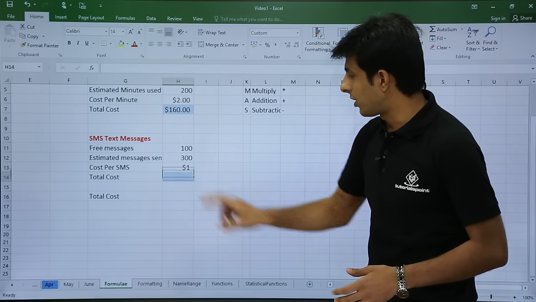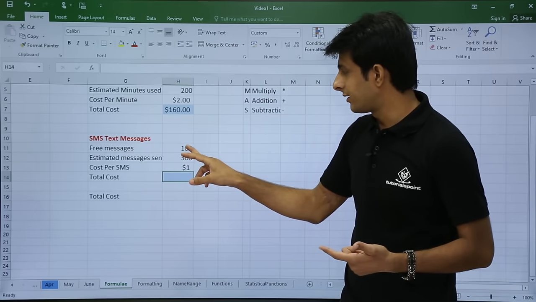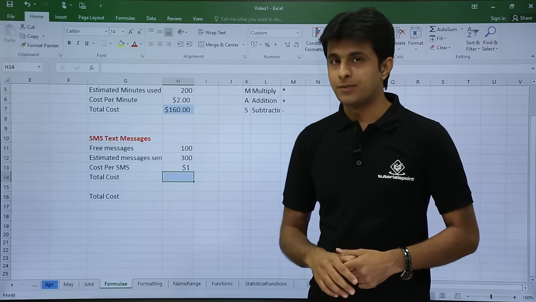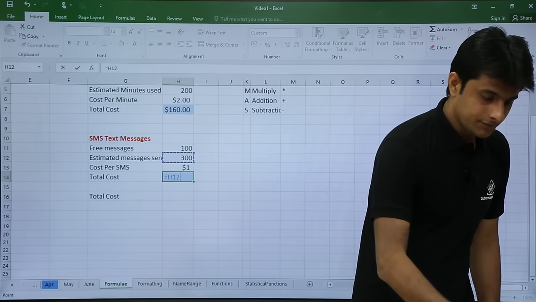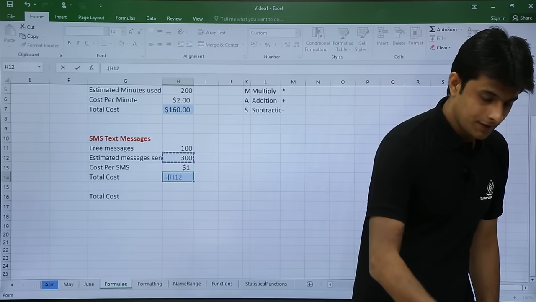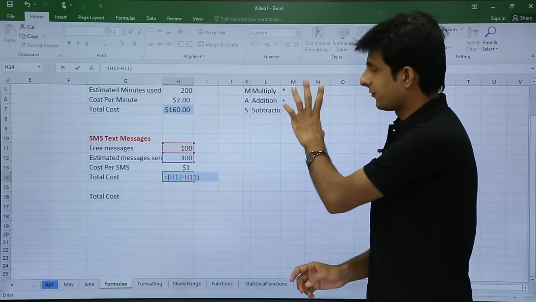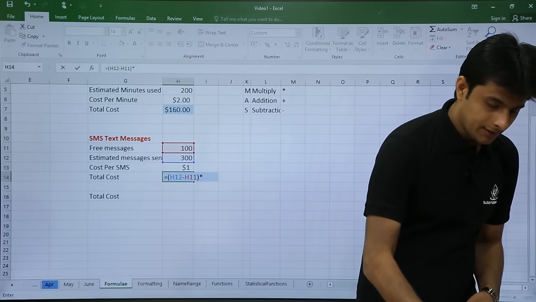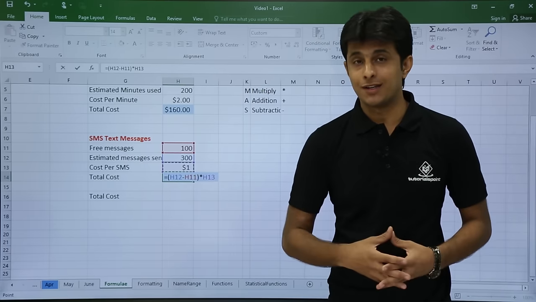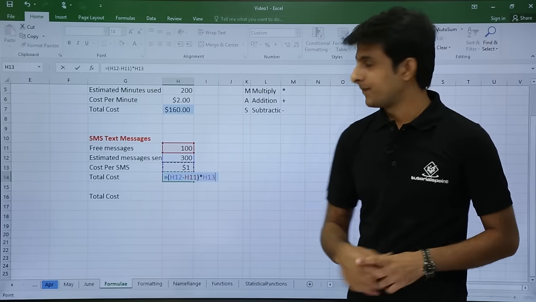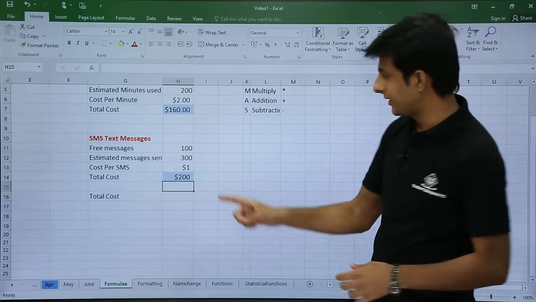Similarly, let's try one more option here. Estimated SMS is 300. I get 100 SMS free, and per SMS I'm charged $1. So I'll type here equal to, in brackets, estimated minus free SMS, and I've put it into a bracket because that will be given as the first preference. Now I'll multiply that entire thing with $1. So if you see clearly, I have used an extra 200 SMS in a month. Per SMS I have been charged $1. So I'll be getting a charge of almost $200 when I press enter. So I'm getting the answer as $200.